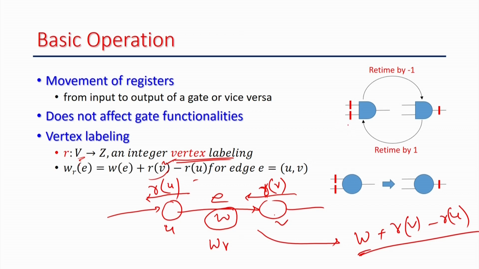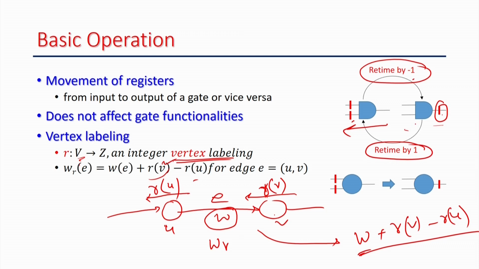If there are two registers at the input, and you move one to the output, that means the number of registers moved from the output side to the input side is -1. So, retime by -1, because you are moving the register from the input side to the output side. Similarly, if you have a register at the output and you move it to the input, the number of registers moved is 1. So, retime by 1, right. This is how we define the R value.